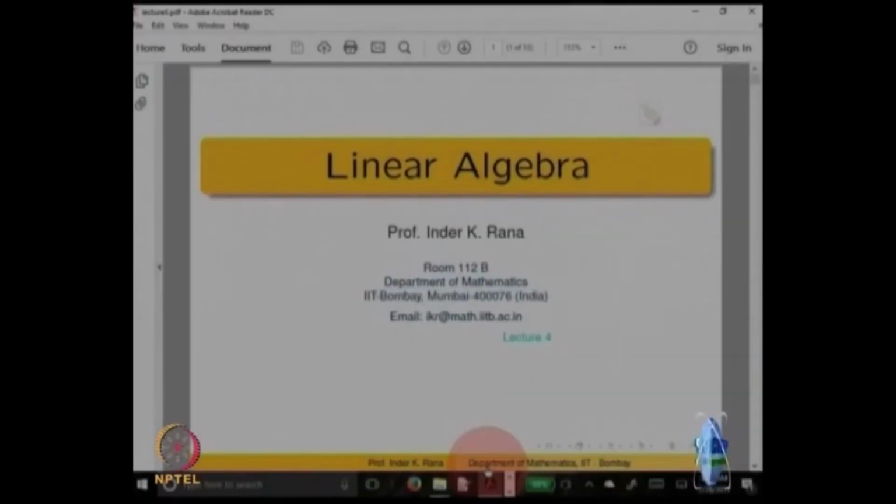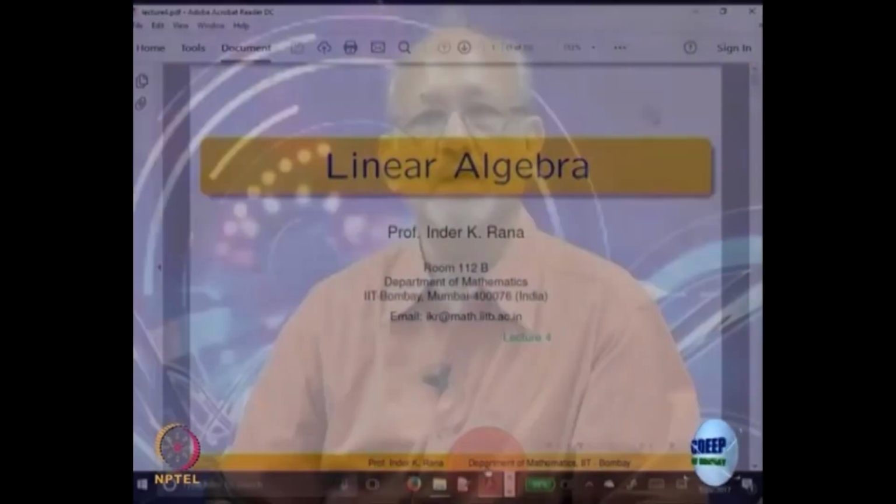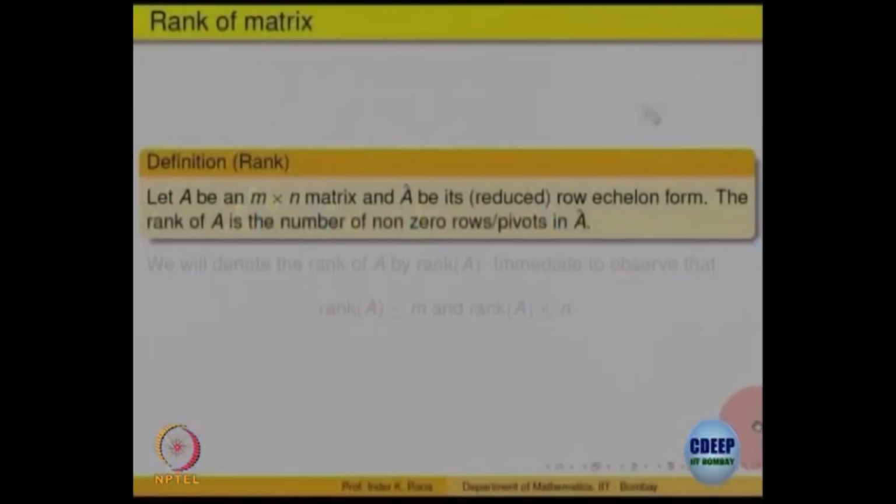Let us just recall what we had done in the previous lecture. We have started looking at what is called the rank of a matrix. So, we defined for a matrix A, which is m cross n, look at its row echelon form. In particular, you can also look at the reduced row echelon form. Then the rank of the matrix is defined as the number of non-zero rows in that matrix or the number of pivots, both are same.